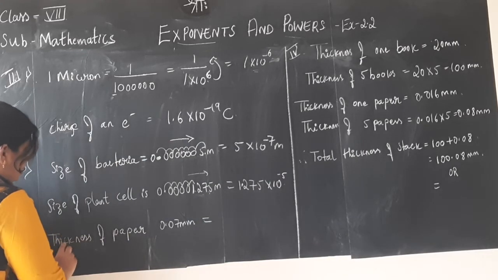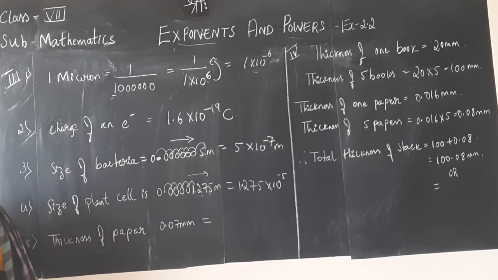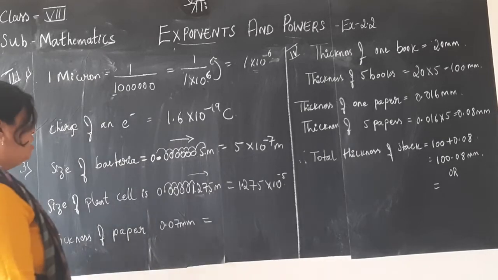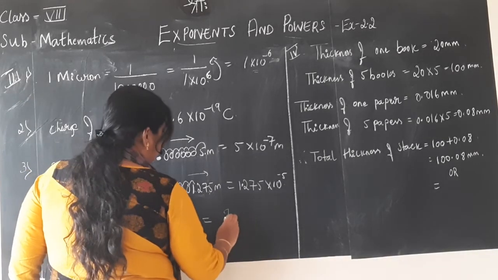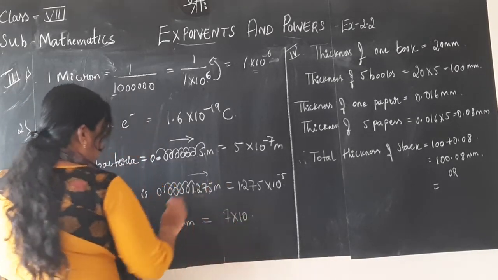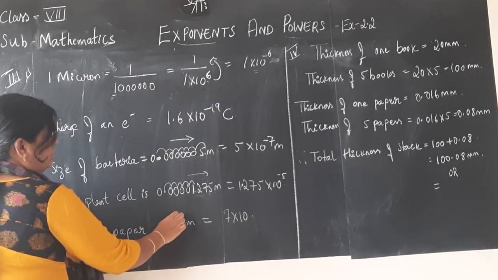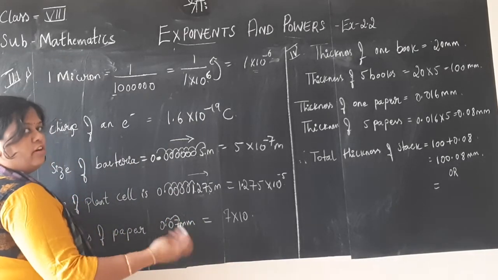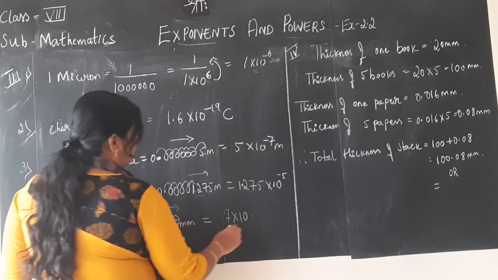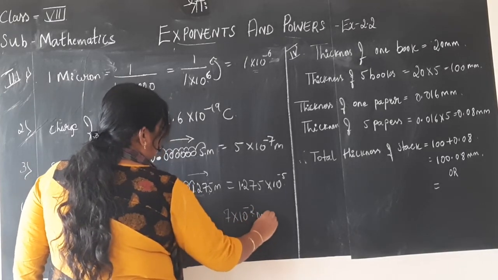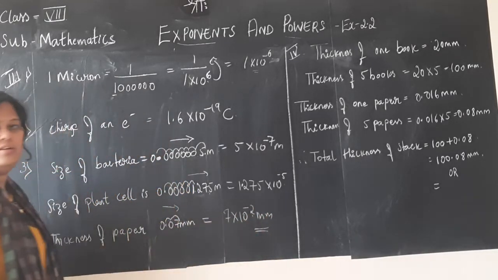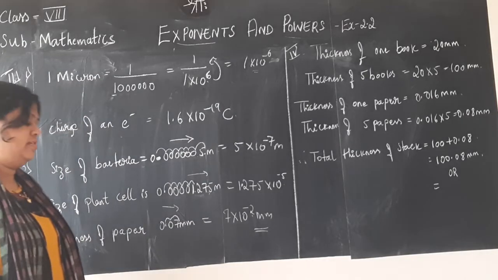Last question. Thickness of paper is 0.07 millimeter. So 7 into 10 to the power... To make 7, how many digits are you shifting in the forward direction? 2 digits. So 7 into 10 to the power minus 2 millimeter. That's all. It is very easy, children.